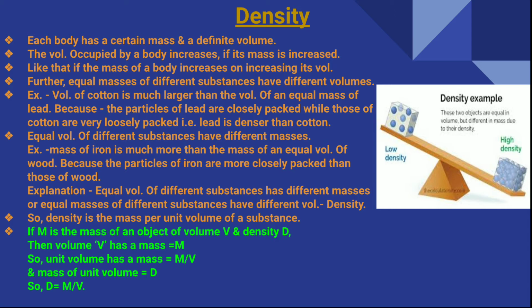Understood? Let's say we take a substance whose mass is m, volume is capital V and density is D. So we see that the volume V of that substance has a mass m. Unit volume of that mass will be m by V, and the mass of unit volume will be capital D. So D is equal to m by V.